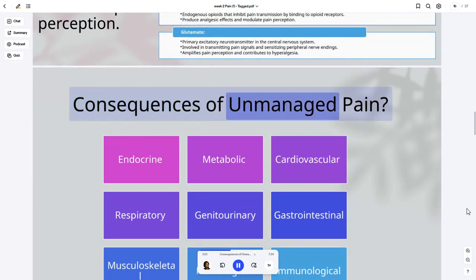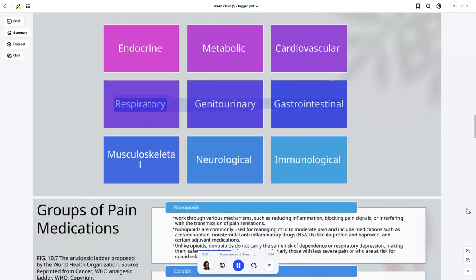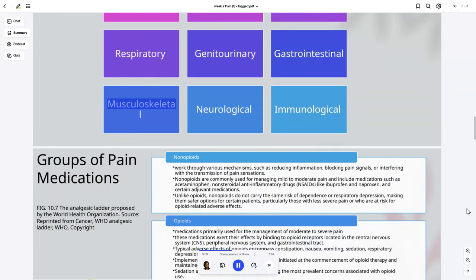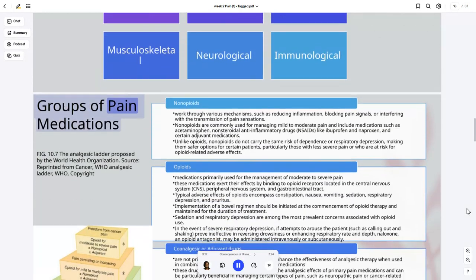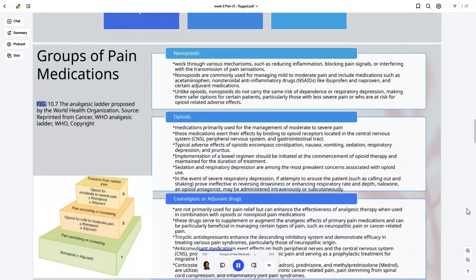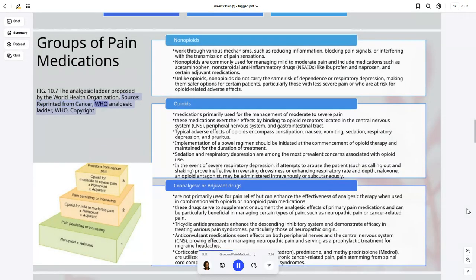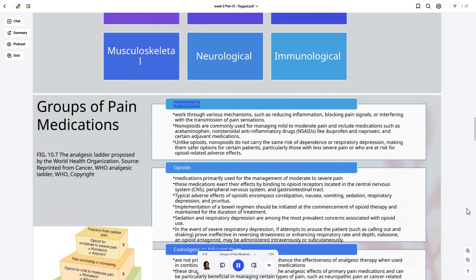Consequences of unmanaged pain: endocrine, metabolic, cardiovascular, respiratory, genitourinary, gastrointestinal, musculoskeletal, neurological, immunological. Groups of pain medications. Fig. 10.7. The analgesic ladder proposed by the World Health Organization. Source: reprinted from Cancer, WHO Analgesic Ladder, WHO copyright.